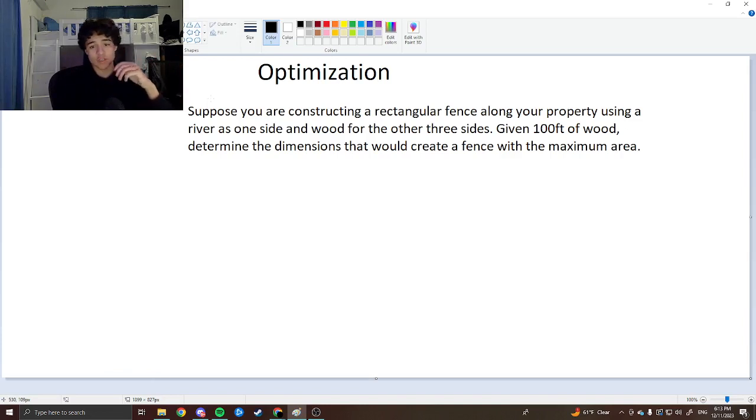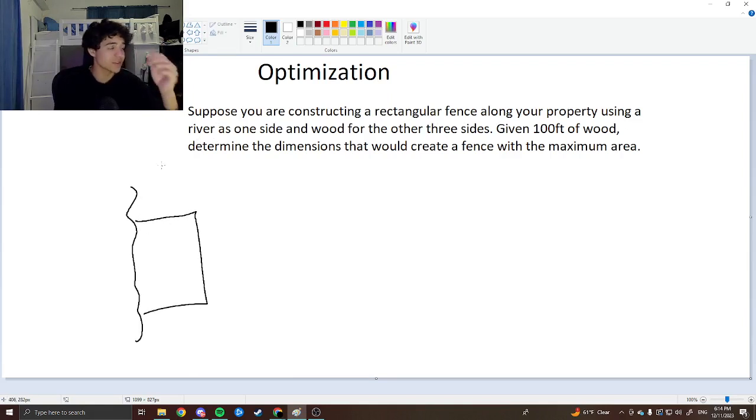This one says, suppose you are constructing a rectangular fence along your property using a river as one side and wood for the other three sides. Given 100 feet of wood, determine the dimensions that would create a fence with a maximum area. So first thing we've got to do is translate this. We want to make a rectangular fence around your property, using a river as one side and wood for the other three sides. So there's a river right here, and you want to make a rectangular fence using the river as one of the sides, so you only have to make three sides. You have 100 feet of wood, and you're trying to determine the length and width that would give you the maximum area. So again, we're trying to find the absolute maximum.